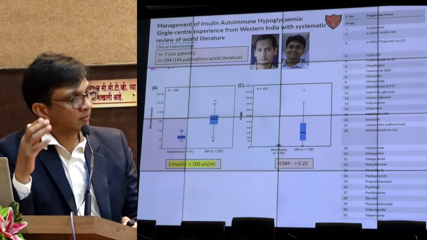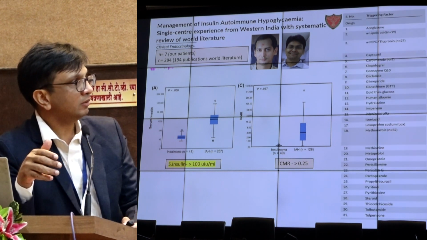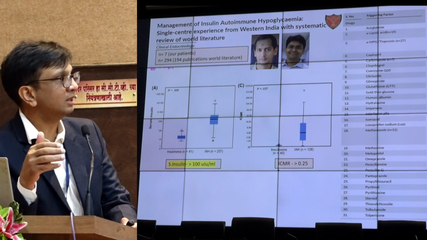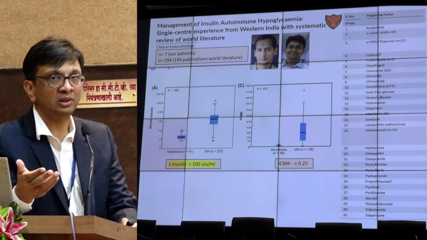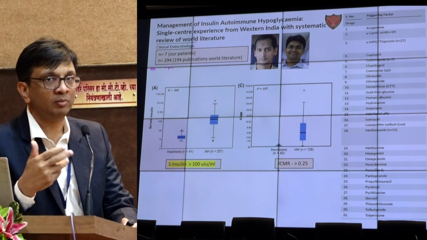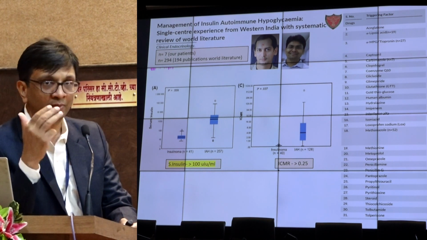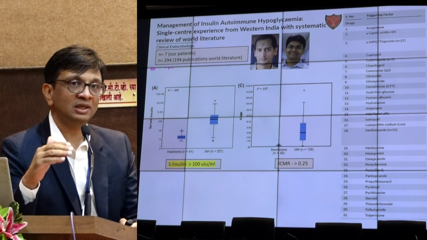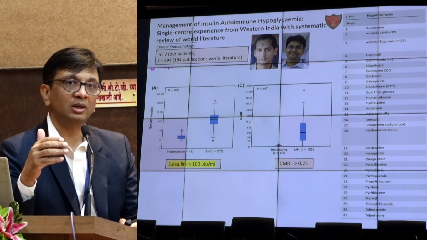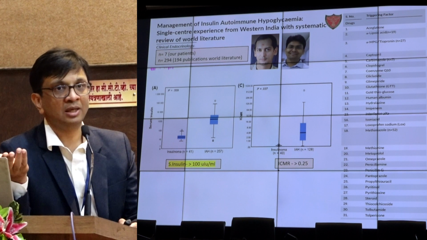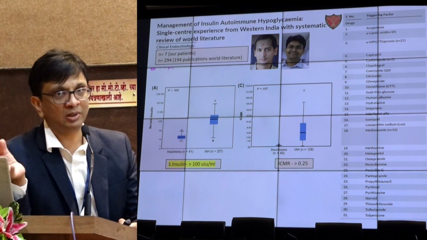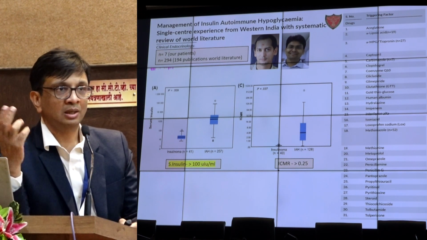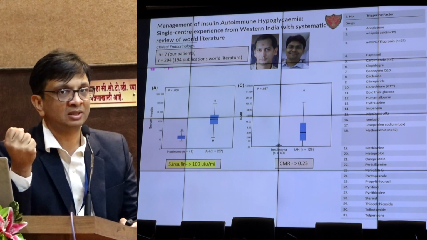And there are n number of drugs on the list. We did a systematic review and we could collate around 33 drugs which can cause this syndrome. If you ask them, they are not very commonly used drugs, but one of them can cause such a syndrome. Even post-COVID, we have seen post-COVID autoimmune hypoglycemias, which were anti-insulin antibodies because of immune dysregulation. During COVID, we got a cluster of patients like that as well.